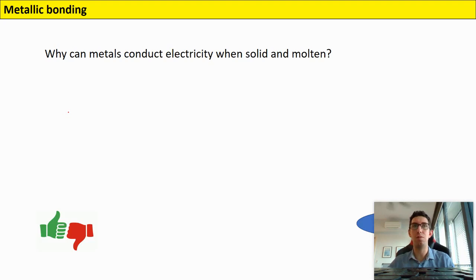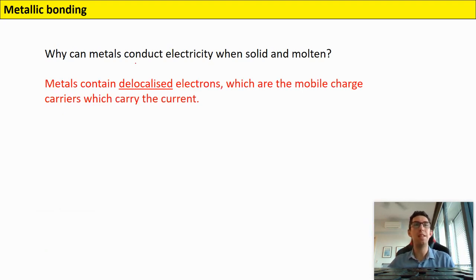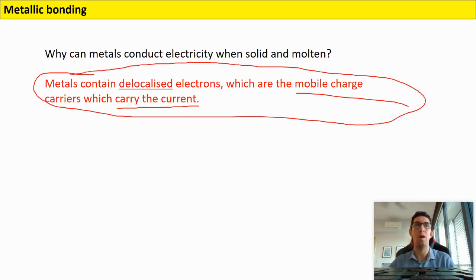This is why we use metals in wires. So metals contain delocalized electrons. Remember, that's what holds them together with the metal ions, which are mobile charge carriers. Mobile charge carriers which can carry the current. So again, you just need to learn this answer. Why do metals conduct? You just need to learn this answer. Okay, off by heart.